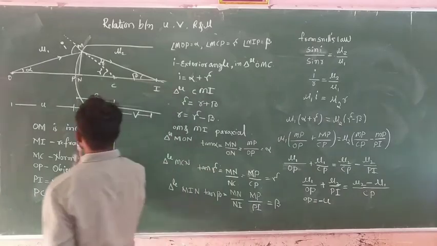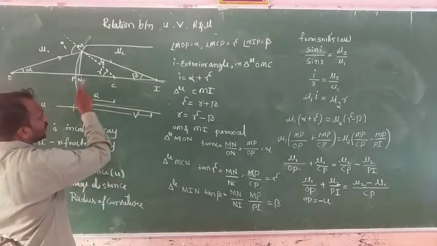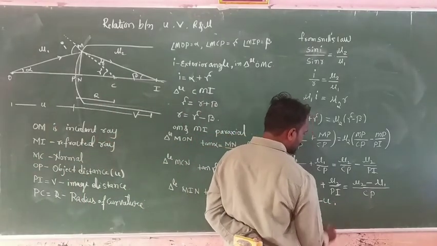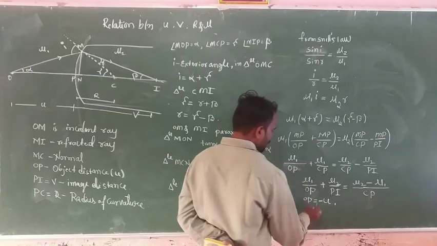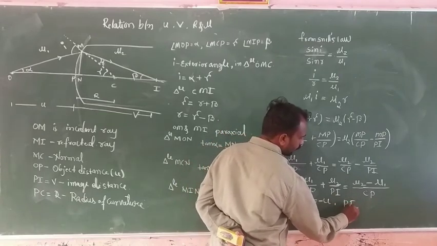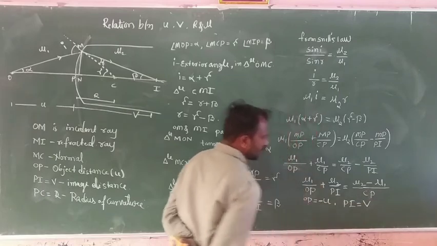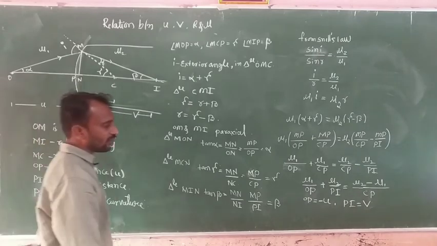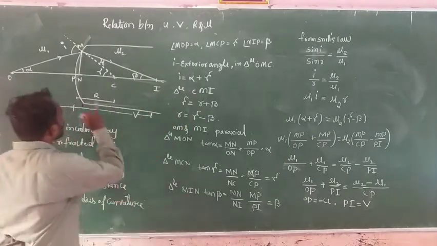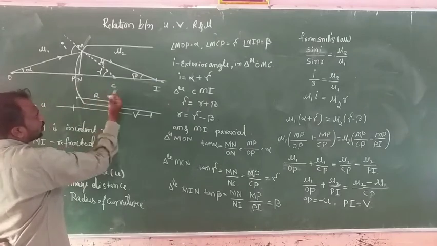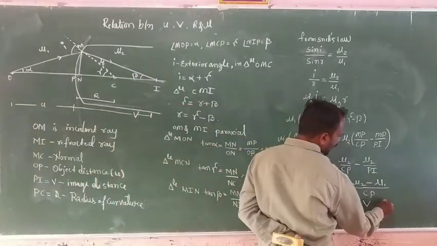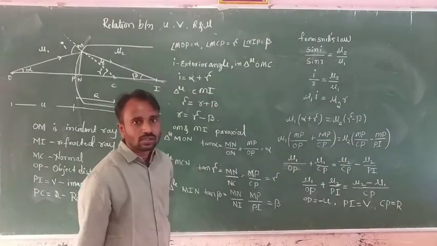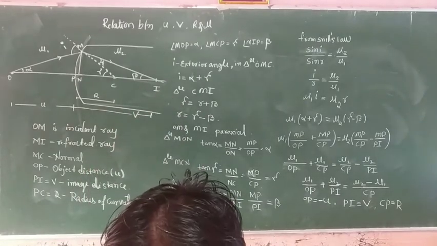And PI is the image distance. This is along the incident ray, so we consider this value positive. So PI is plus V. Another one is CP. CP is nothing but the radius of curvature, and this is also positive. Why? Because PC is along the direction of the incident ray. So CP is equal to R.